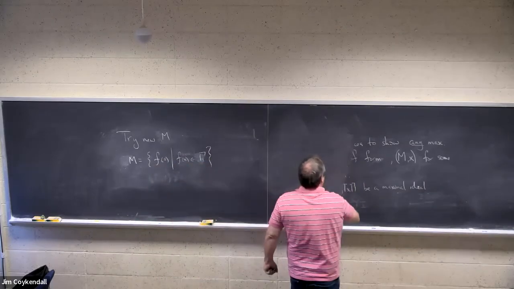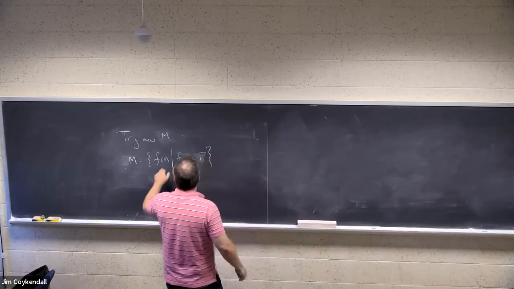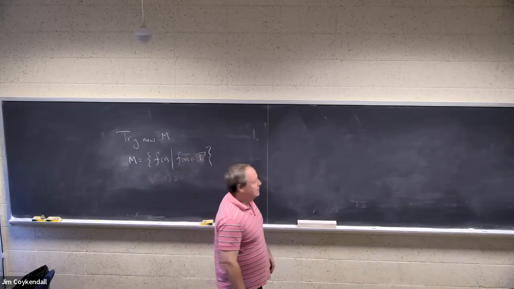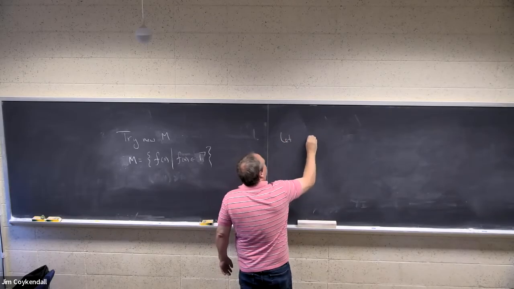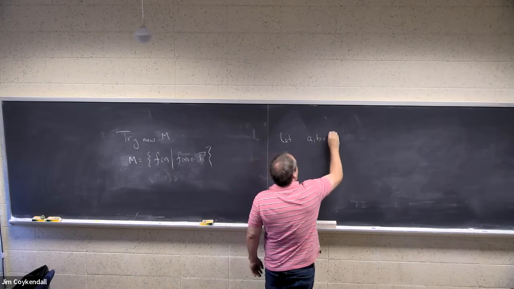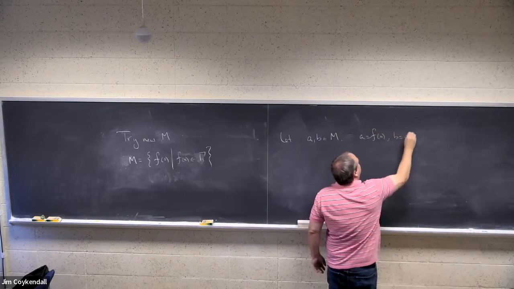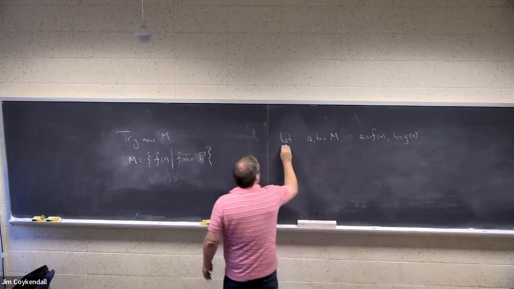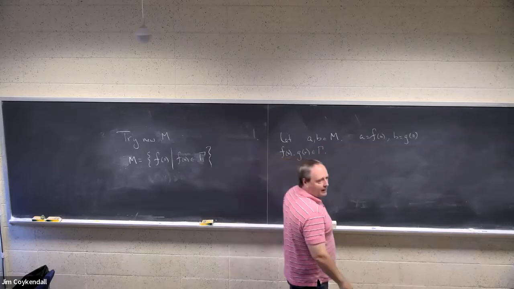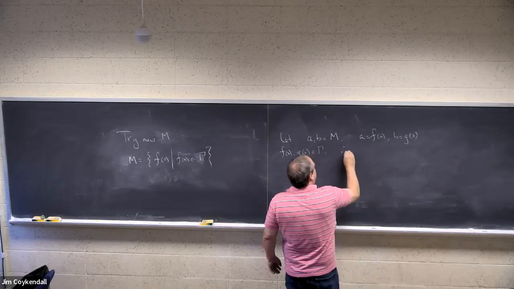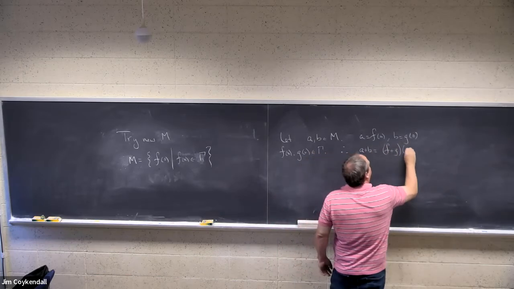So, since I flubbed the first bit, let's quickly verify that this is in fact an ideal. So let A and B be in M, and A equals F of 0, B equals G of 0, for some F of X, G of X in gamma. Therefore, A plus B equals F plus G at 0, right.